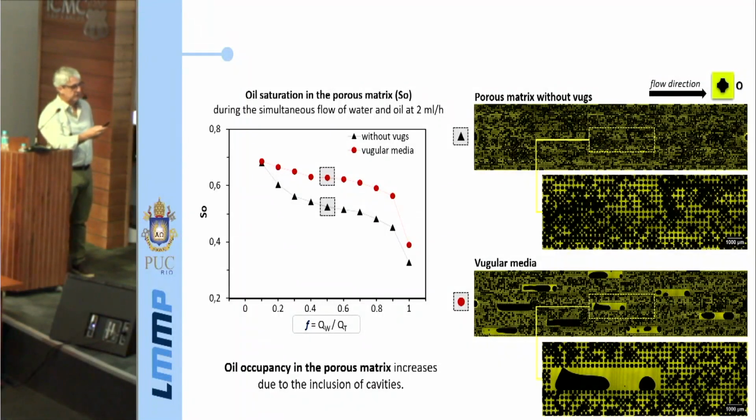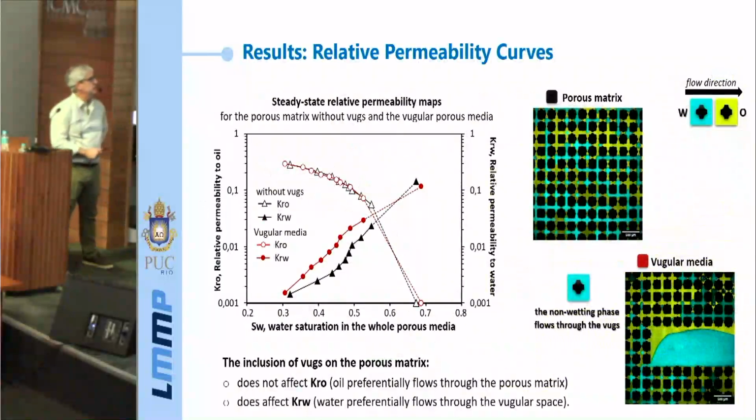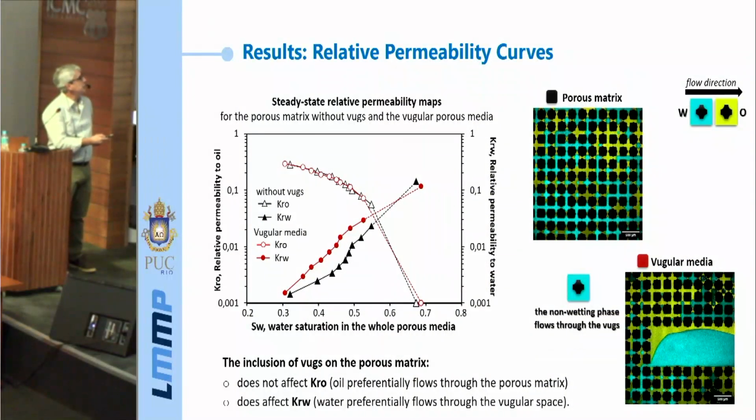Okay? And you can see this, we get the saturation by image processing these images, and you can see that there's more yellow in the porous matrix here than what we had in this top plot here. So at the end, we can use the saturation data and the pressure drop data to construct the relative permeability curves. So the curves in black are the curves without VUGs.